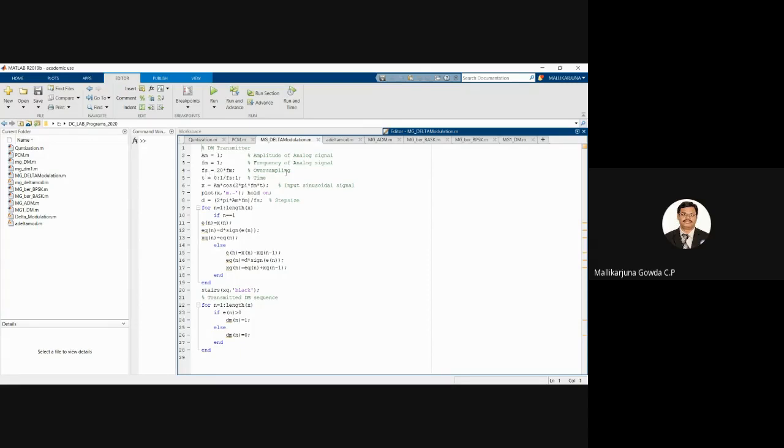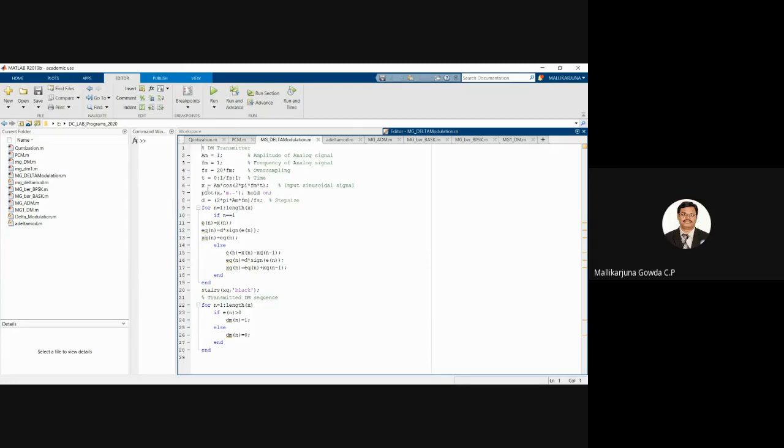Is this point clear? So I defined the amplitude of the analog signal, and I defined the frequency of the analog signal. Then I am doing the oversampling, so for that I write Fs is equal to 20 times FM. Then this is the time axis, 0 to 1, incrementing in steps of 1 by Fs, or Ts.